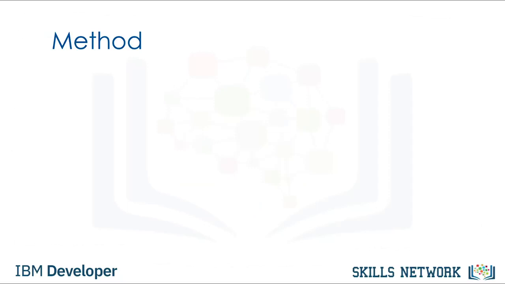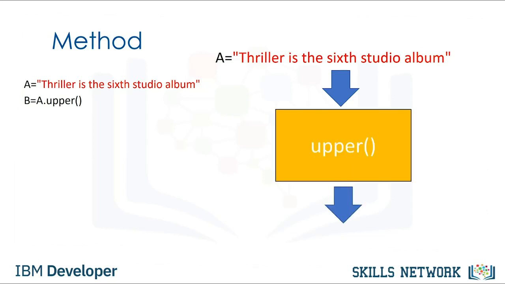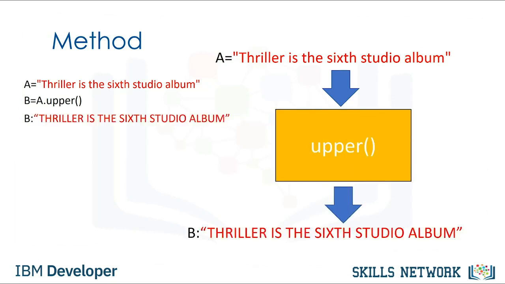Let's do some examples. Let's try with the method upper. This method converts lowercase characters to uppercase characters. In this example, we set the variable A to the following value. We apply the method upper and set it equal to B. The value for B is similar to A, but all the characters are uppercase.